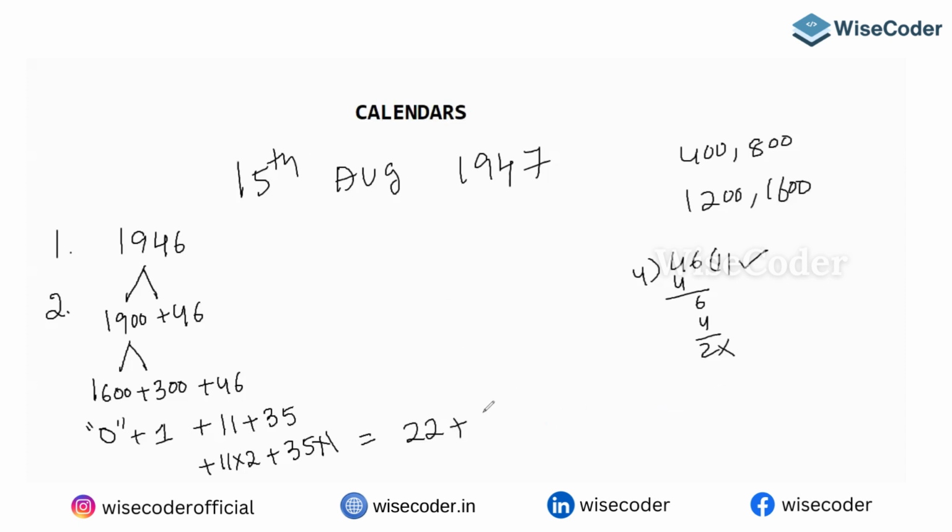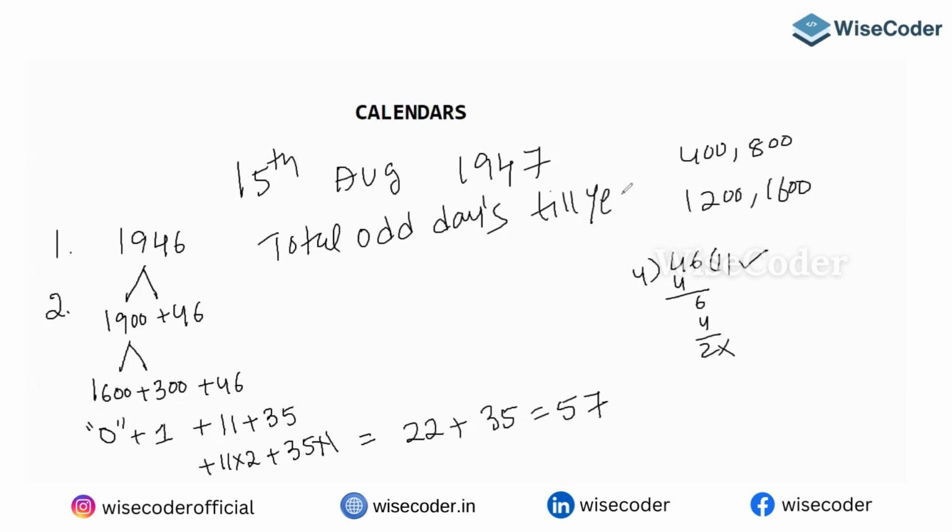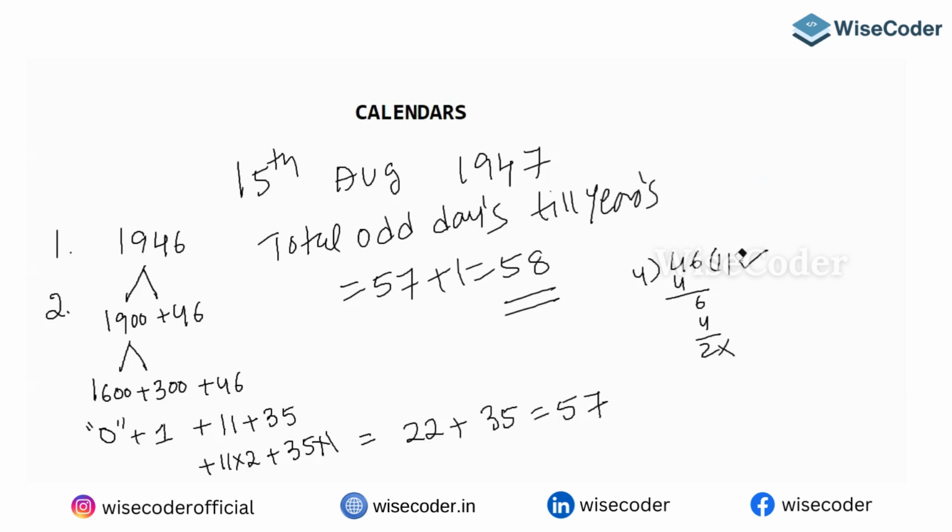So 11 leap years give 22, plus 35, that is 57. Plus 1 extra day from the 300. So total odd days till 1946 is 57 plus 1, that gives 58. But I have calculated till 1946, and I want till 15th August 1947.